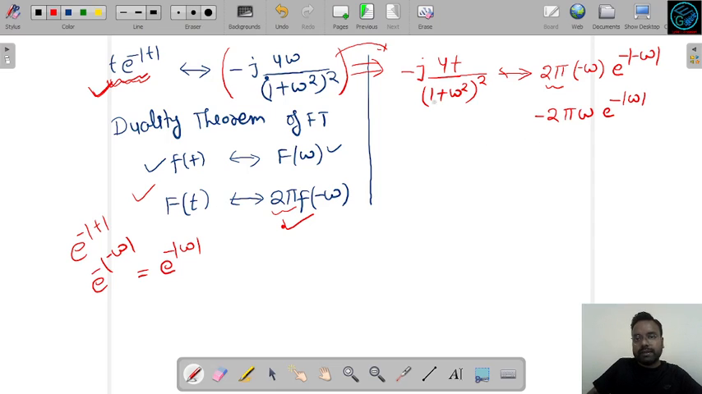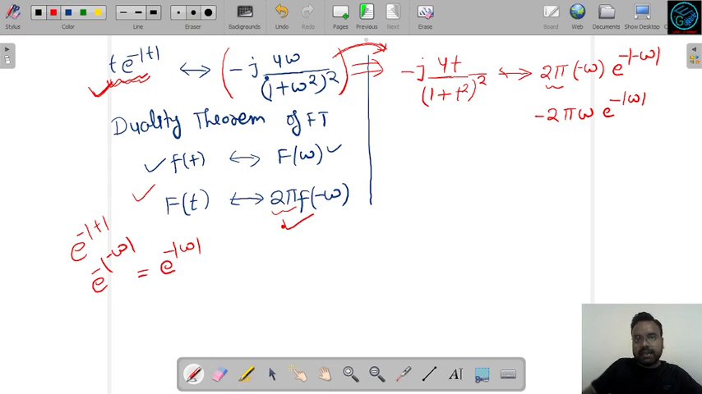Now just solve for t upon 1 plus t square. Here this is not omega square, this is t square, because we have replaced omega with t. In this expression we have replaced omega with t. This is (1 plus t square) to the whole square.